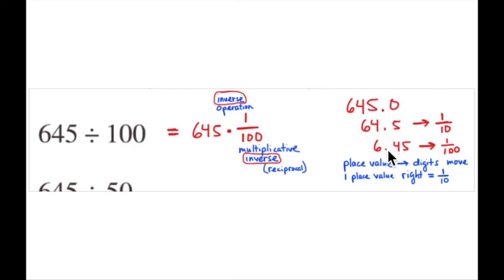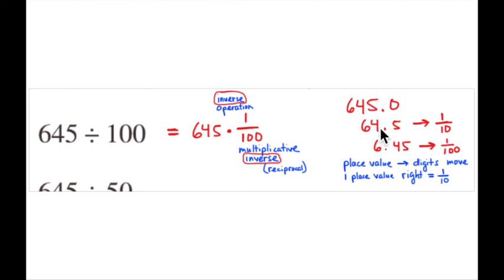Problem with that is that the decimal point does not move. It just stays in the same spot. It is the digits that move. And the more you talk about this, the more students will understand the idea of place value. So you're moving digits. You're not moving the decimal point.